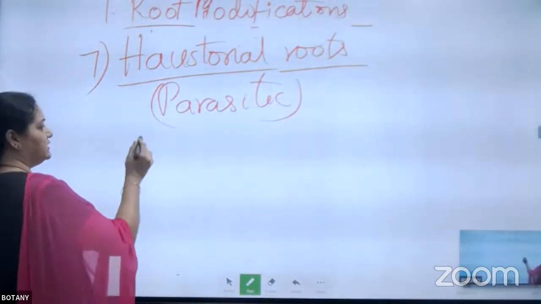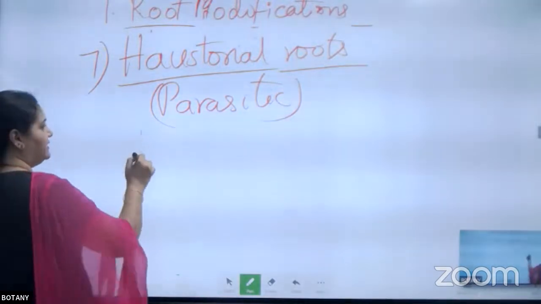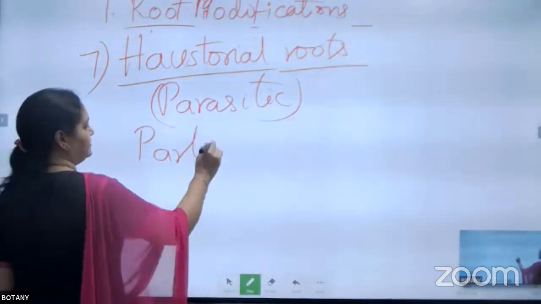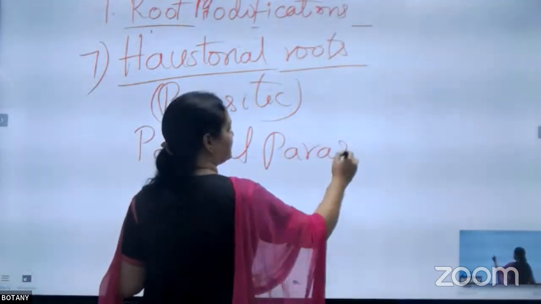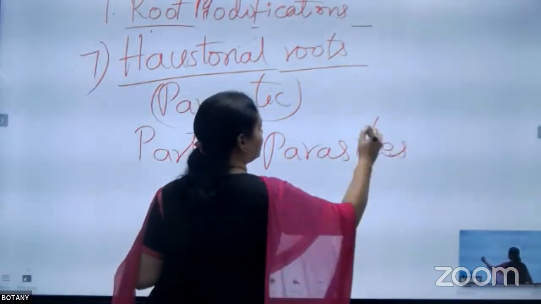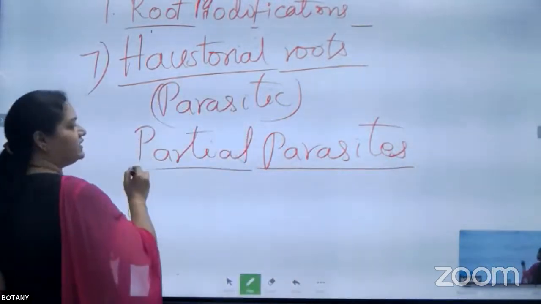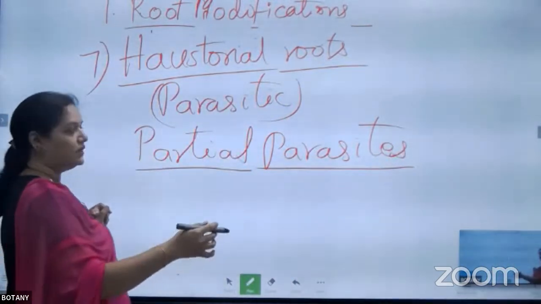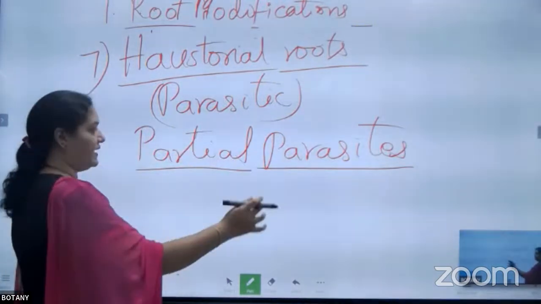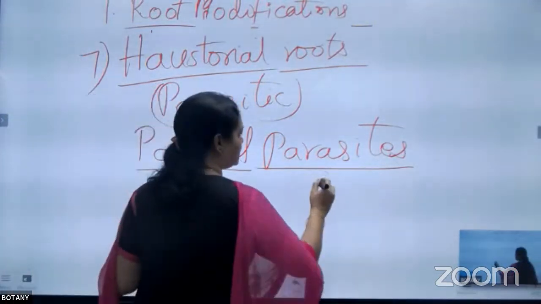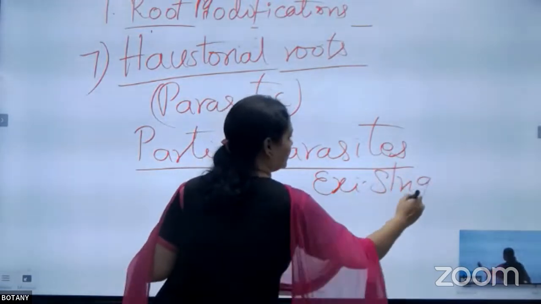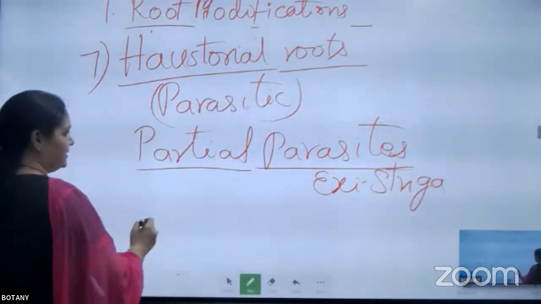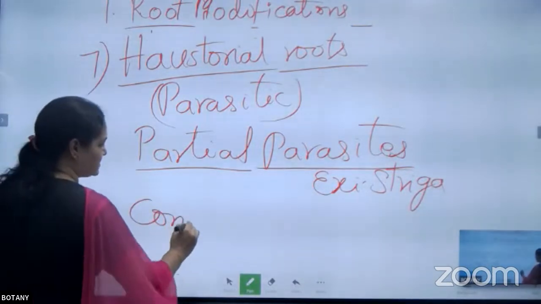So in this, the complete parasites are there and the partial parasites are there. Partial parasites means they are depending on the host plant only for their food or for shelter. That is called as the partial parasites. The example is Striga. And the next one is the complete parasites.